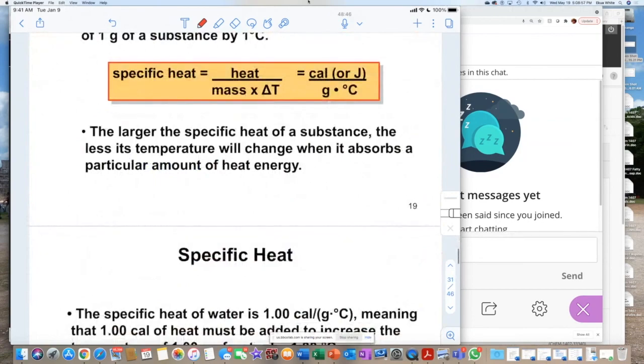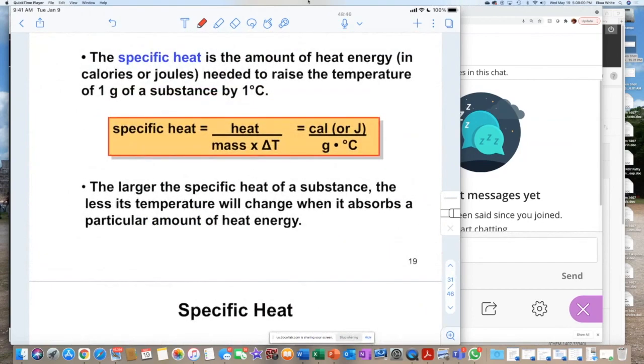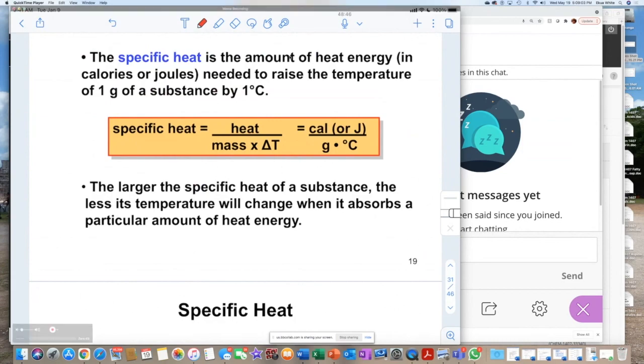Ta-da! And that's the end. We're not doing anything with these. I forgot to remove them from the slides. Okay. And that is the end for this.